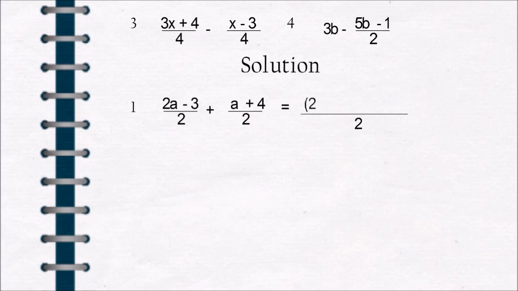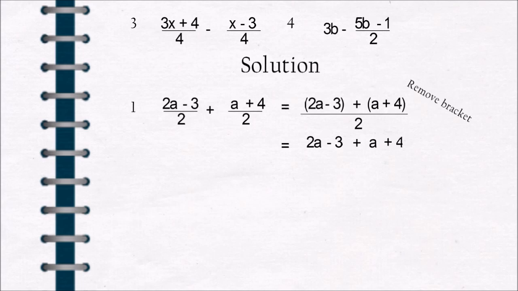That means we'll have open bracket 2a minus 3 close bracket plus open bracket a plus 4 close bracket. And in the next step, we'll simply remove the brackets from this expression at the numerator. Then we have 2a minus 3 plus a plus 4 all over 2. Next, we collect like terms, because we have terms in a, and we have minus 3 and plus 4, so we can collect all the terms in a together.